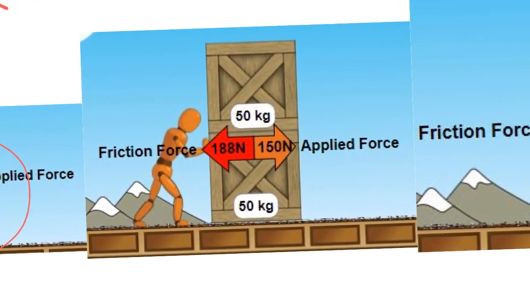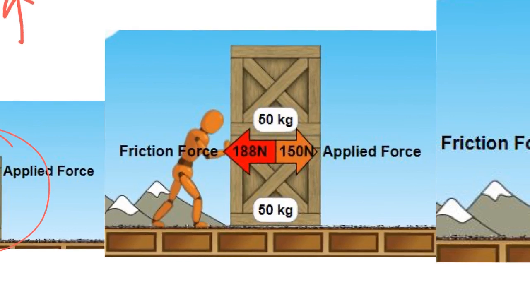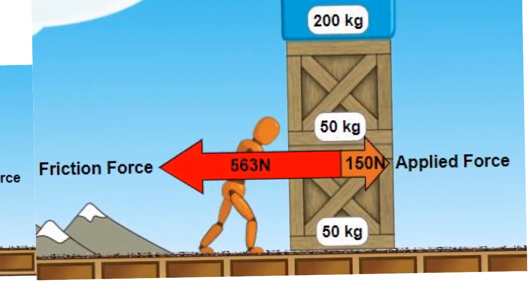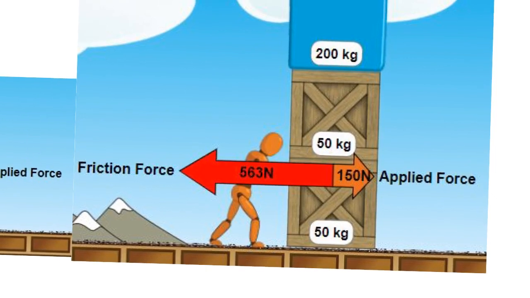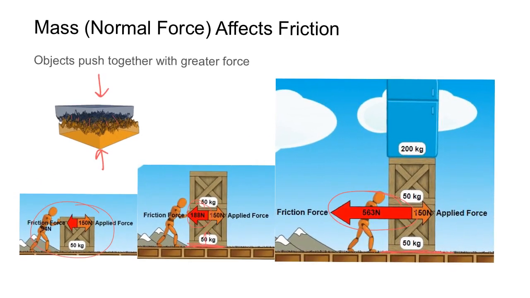Now, as I add more weight on top of there, I increase the normal force. Remember, the normal force is the force that's coming straight up out of the surface. So that's the force between the box and the floor here. As I increase that normal force, my friction force goes up, right? Because those two surfaces are pressed together harder, and so there's going to be more resistance as I try to push that. And as I increase the mass on top of this, these two surfaces are pushed together even more, and so my friction force goes up. And so the mass of our object increases the amount of frictional force that's acting on that object.